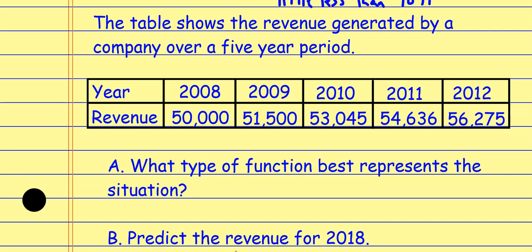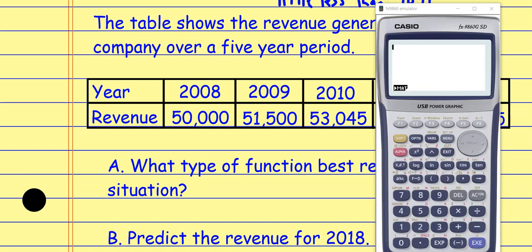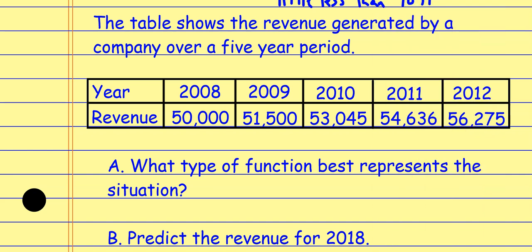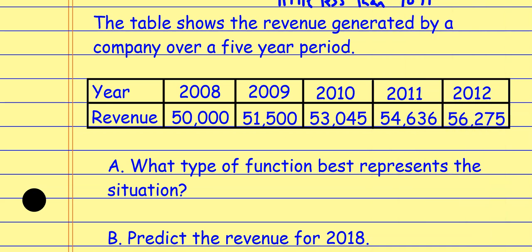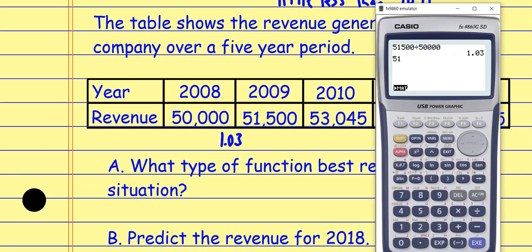The solution for this one is it's actually exponential. And here's a good way to figure that out. So I pulled up my calculator here. If you're not sure how to get from 50,000 to 51,500 by multiplication, just work backwards. Take the 51,500 and divide it by 50,000. So it gives me 1.03. And now I could check that. I could take the 51,500 times the 1.03 and see if it gives me the next value, and it does.